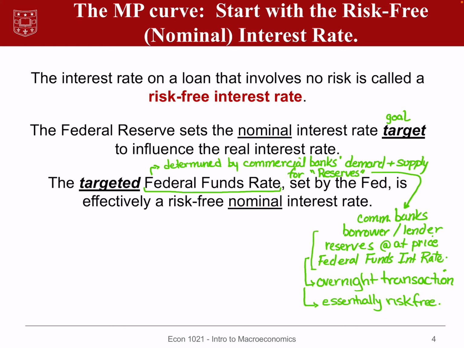So we can view the Fed as setting a target for a nominal risk-free interest rate. And then we can further note that for a given inflation rate, so again, we are just taking the rate of inflation as given now, if the Fed is targeting the nominal interest rate, then it is effectively targeting the real interest rate.